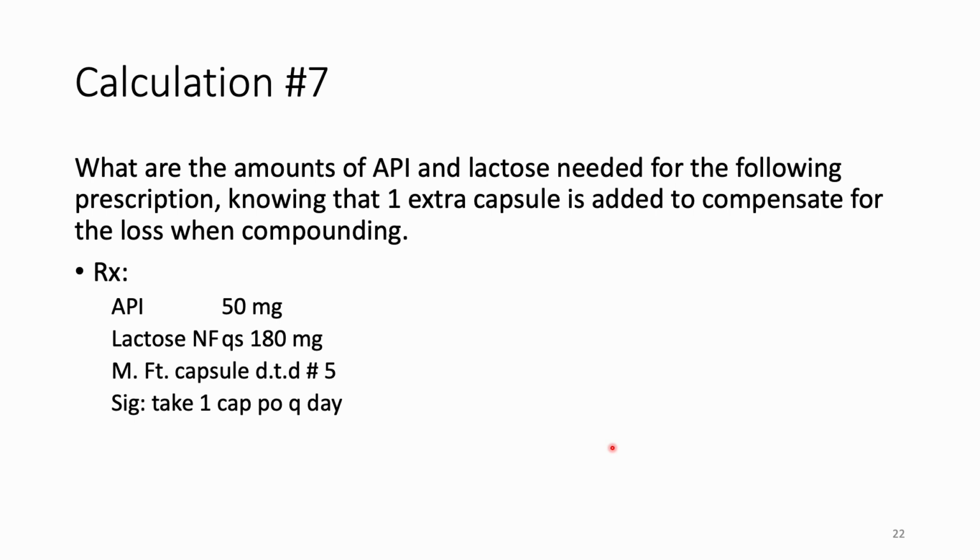Calculation number 7. What are the amounts of API and lactose needed for the following prescription, knowing that 1 extra capsule is added to compensate for the loss when compounding? So again, you look at the amount of API and lactose. Lactose is QS 180 milligrams. So to calculate the amount of lactose, you need to use 180 milligrams subtract 50 milligrams. And then you need to decide whether this is a formula for 1 single capsule or for 5 capsules. Remember what we learned to make the right decision. After you know this, you can calculate the amount needed. However, remember there's one extra, because instead of making 5, you need to calculate enough for 6. So then you need to increase the ingredient for each API and lactose proportional to 6 capsules.